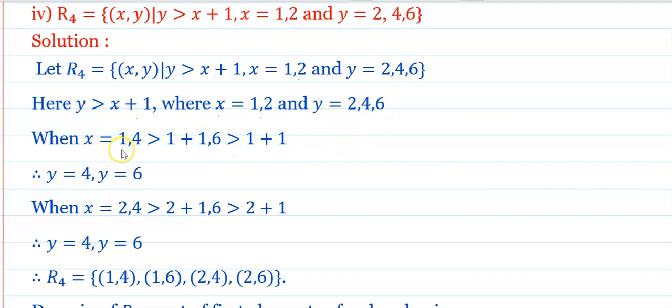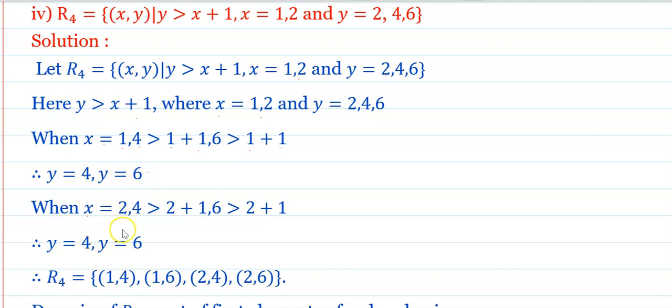If we take x is equal to 1, then 4 is greater than 1 plus 1. Here we cannot take 2, so directly we take 4. 6 is greater than 1 plus 1 as well, and hence when x is equal to 1, you will get y is equal to 4 and y is equal to 6.